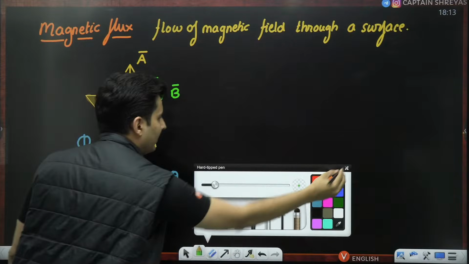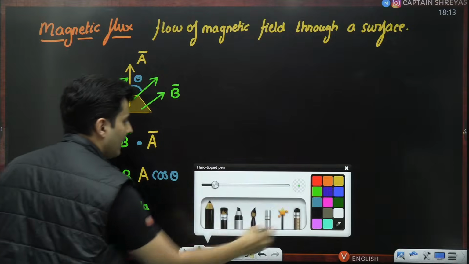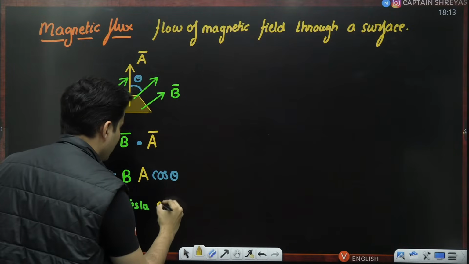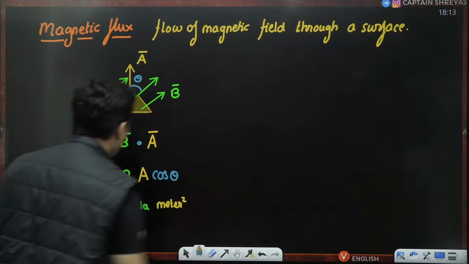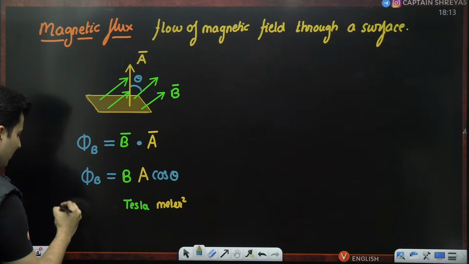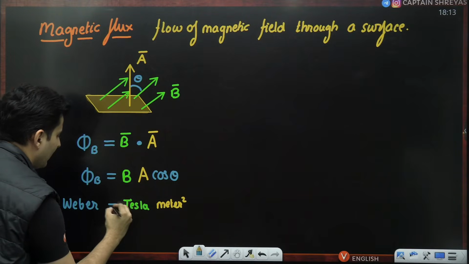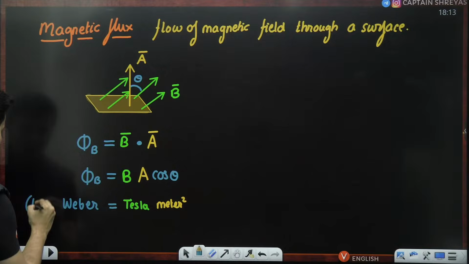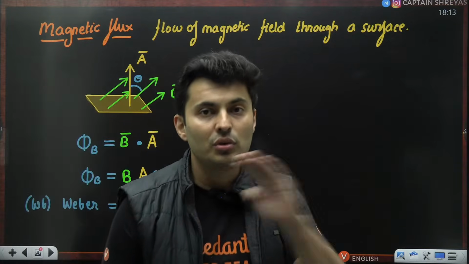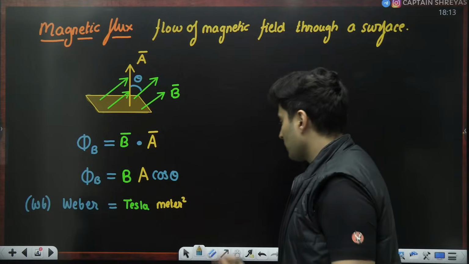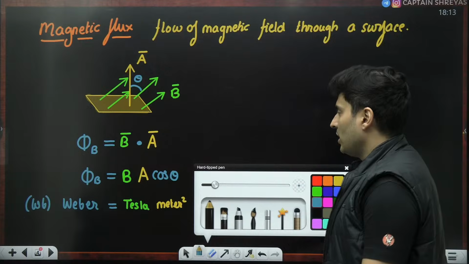Because magnetic field is measured in Tesla, and area is measured in meter square in SI units, the unit of magnetic flux becomes nothing but a Weber. A Weber is a Tesla into meter square. The short form of Weber is Wb. It is only used for magnetic flux. Do not use it for electric flux. We are going to need this, that's why I'm revising this particular concept.